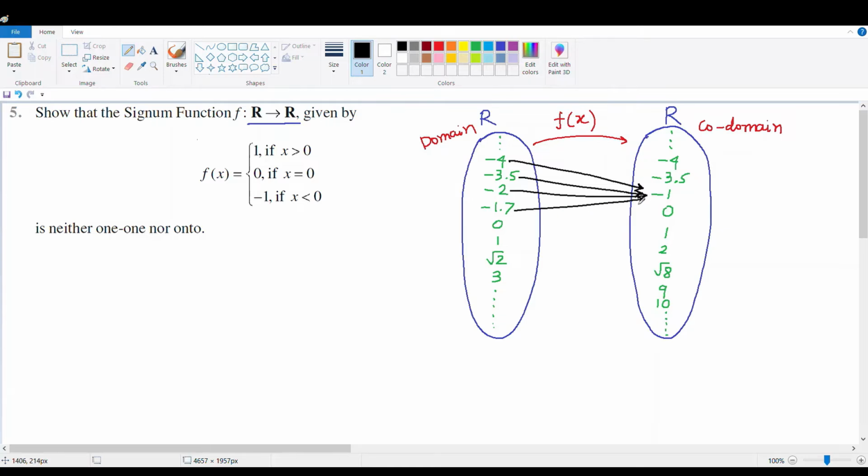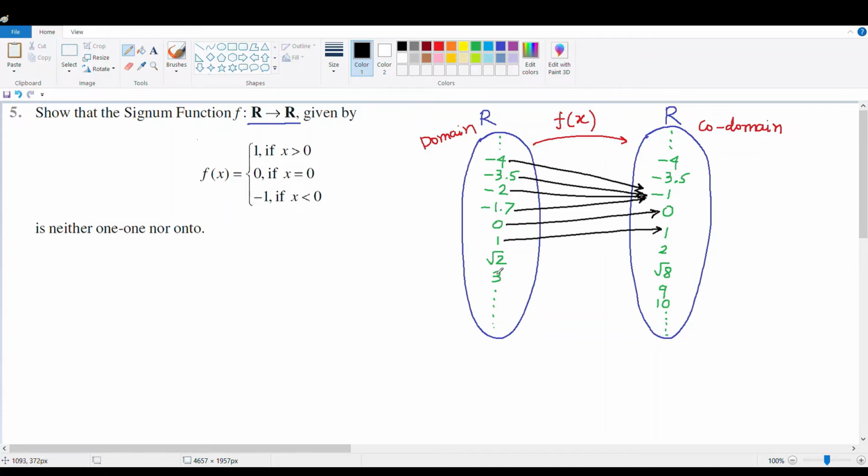-1.7 is again going to get connected to -1. Now 0: if your x is 0, then output is 0. So 0 is going to get connected to 0. 1: so 1 is greater than 0, so 1 must get connected to 1.